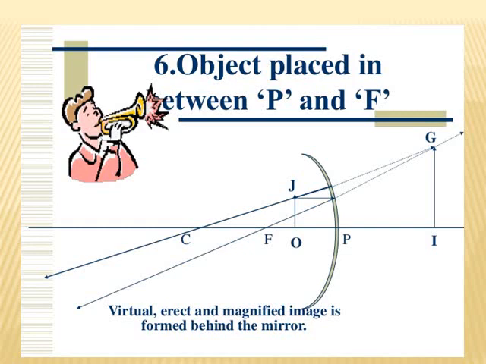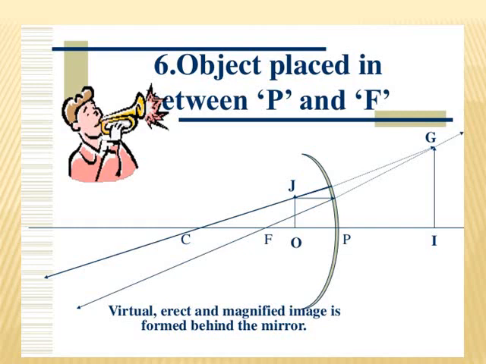And join J and C, because a ray which passes through the center of curvature retraces its path. So extend that line also. Both the extended rays meet at the right, non-reflecting side. So GI is the image. Now compare the height of the object and the height of the image formed. It is enlarged. Since it is formed on the right side, it is virtual, erect. Here it is erect, and a magnified image is formed behind the mirror.